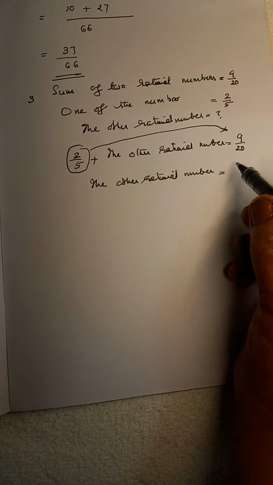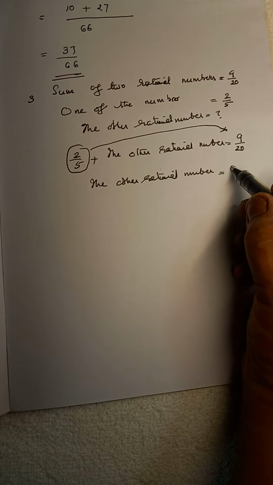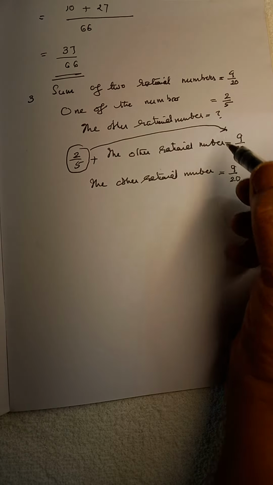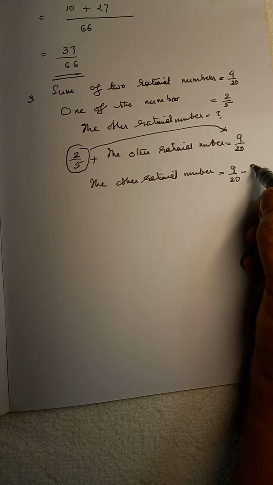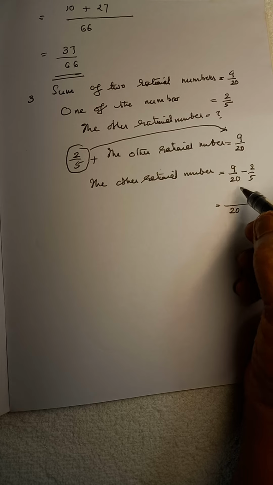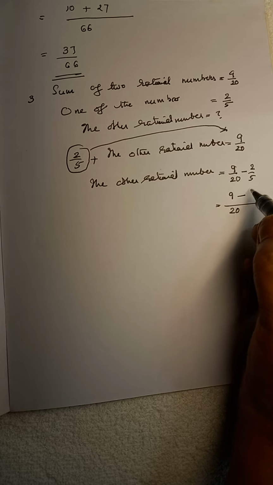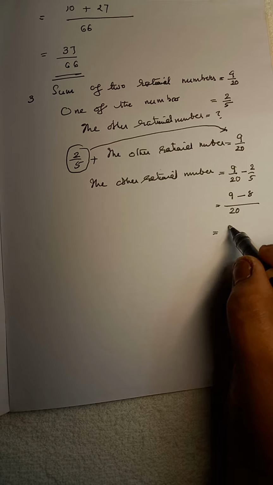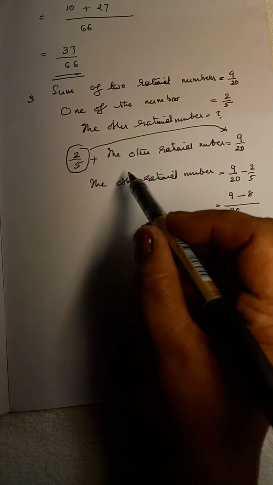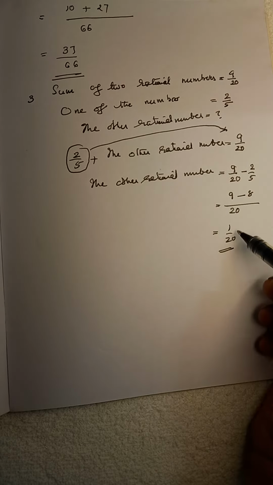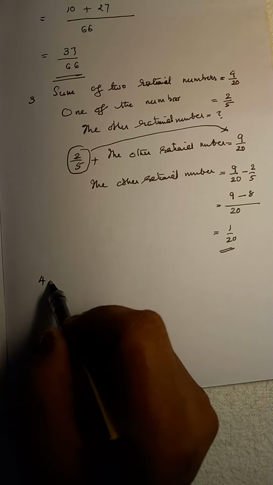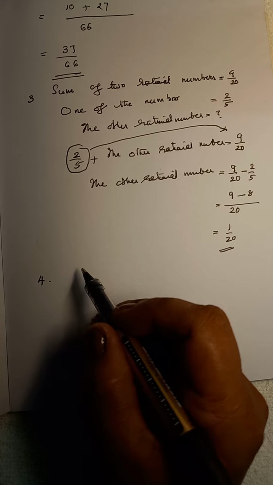It is now added. So here at first we have to write 9 by 20. What is in the right side, that we have to write at first. Then we have to transport this 2 by 5 to the other side of the equal sign. So minus 2 by 5. Now let us take the LCM 20 and 5. 20 by 20 is 1. 1 into 9 is 9 minus 20 by 5 is 4. 4 into 2 is 8. So this is equal to 1 by 20. So we can say that this 2 by 5 plus the other rational number 1 by 20 is equal to 9 by 20.